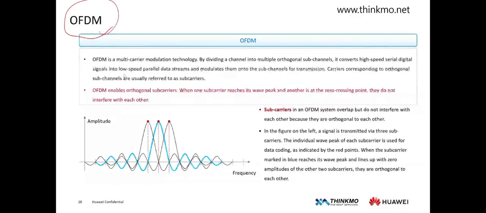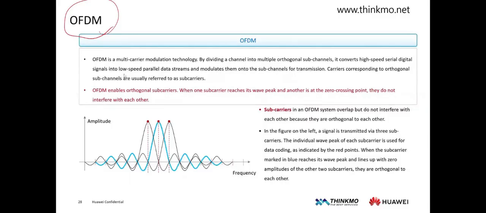But how does OFDM achieve the mutual distinction of subcarriers? Moreover, how do they avoid interfering with each other? Well, one of the core technologies of OFDM is to maintain an orthogonal relationship among all the subcarriers.